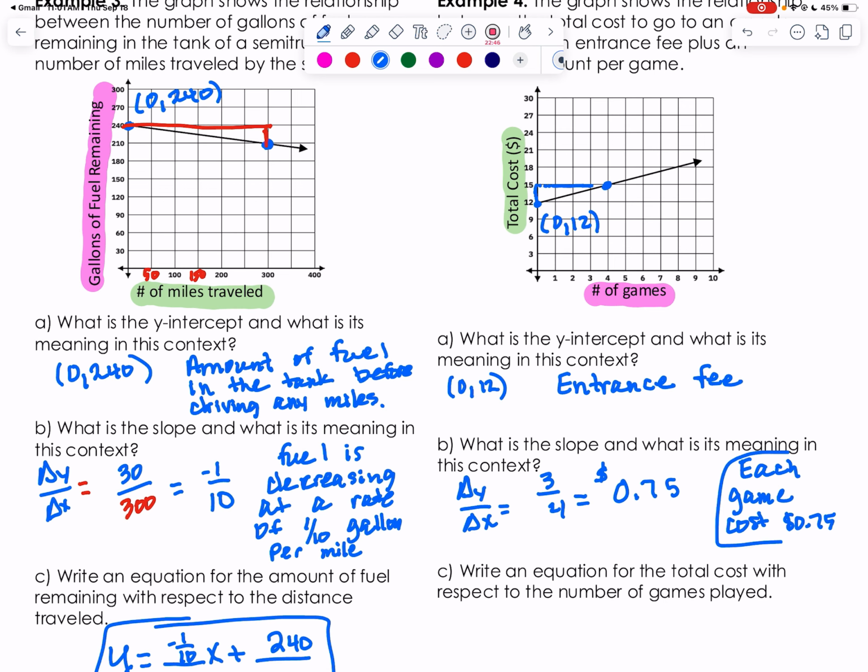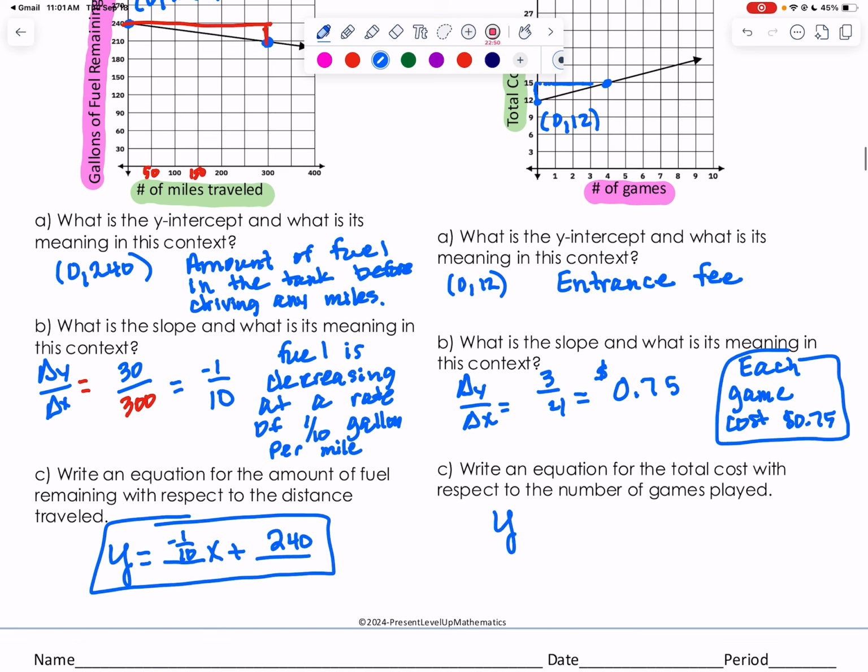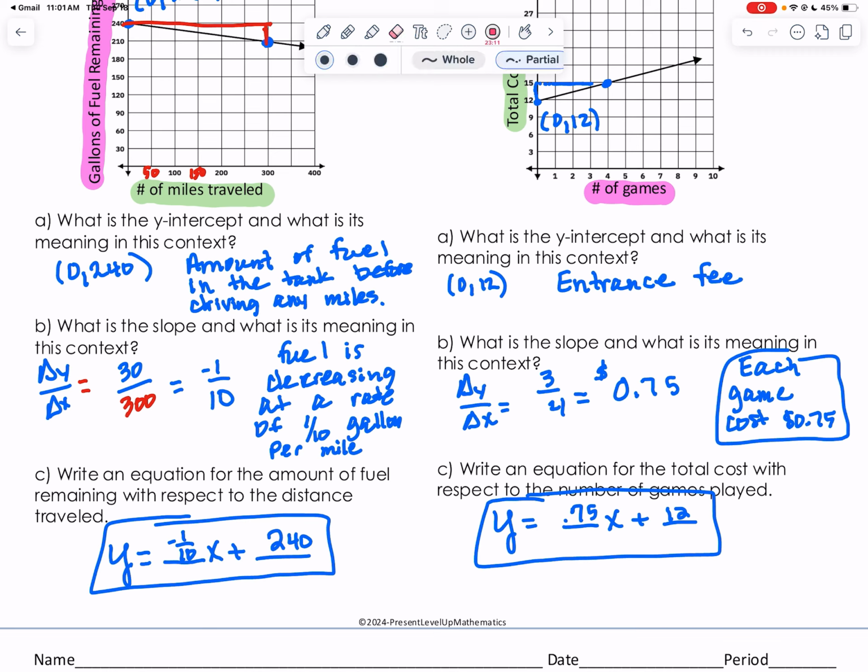75 cents. Now, to put this together in an equation, we're going to have y equals something x plus something. So our slope was 0.75 and our y-intercept was 12. So the equation to represent this situation is y equals 0.75x plus 12. And that concludes today's lesson, Slope Intercept Form of a Line, Part 1.